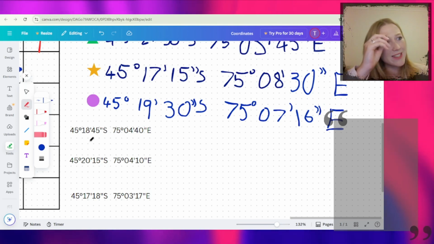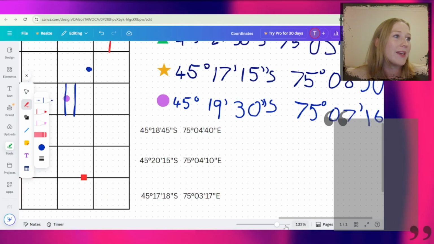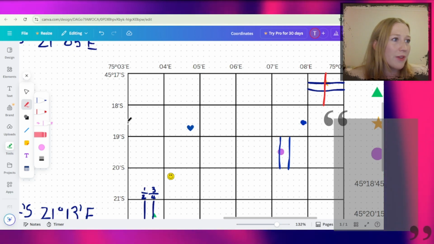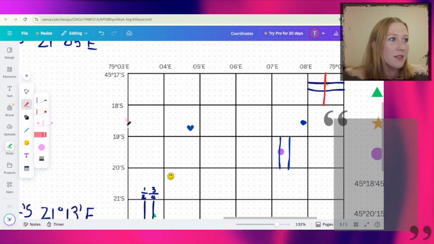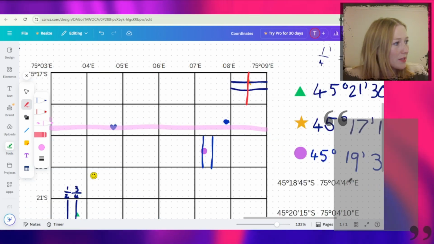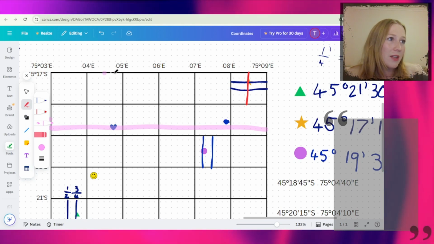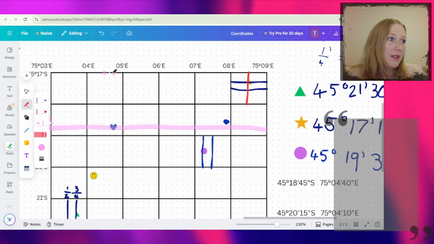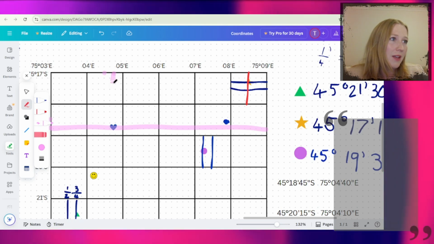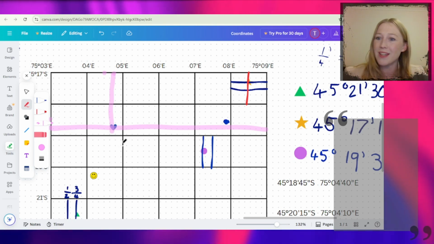45 degrees, 18 minutes, and 45 seconds. So let's go. 18 minutes. There's 18 minutes and 45 seconds. So if that is about 30 seconds, then that is about 45. There we go. Then south, 4 minutes and 40 seconds. So there's 4 minutes. If that's 30 seconds, that's 45 seconds. But it's a little bit less than that. So like here, there-ish, there. Okay. There we can see where it meets at the heart.